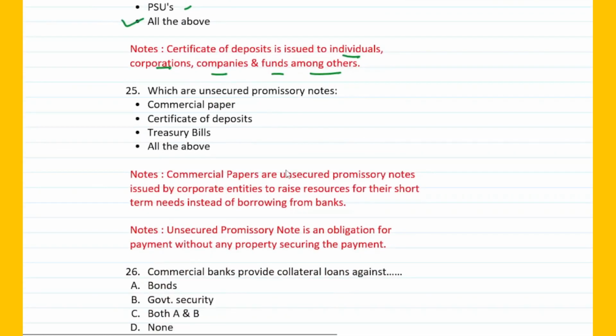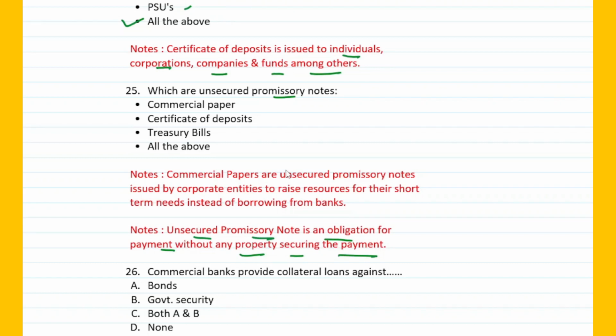Let's come to the next question, which is unsecured promissory notes. Let's understand the meaning of an unsecured promissory note. An unsecured promissory note is an obligation for payment without any property securing the payment. Unsecured simply means that you don't have anything to mortgage, or you don't have any collateral.